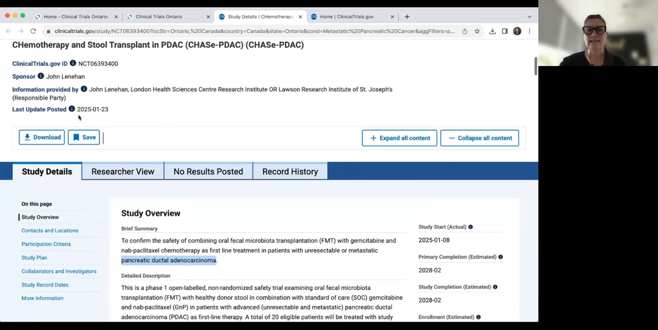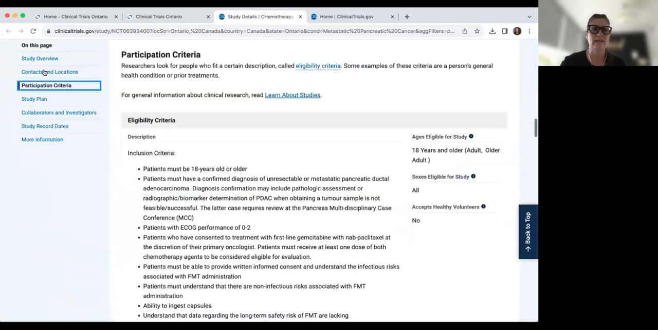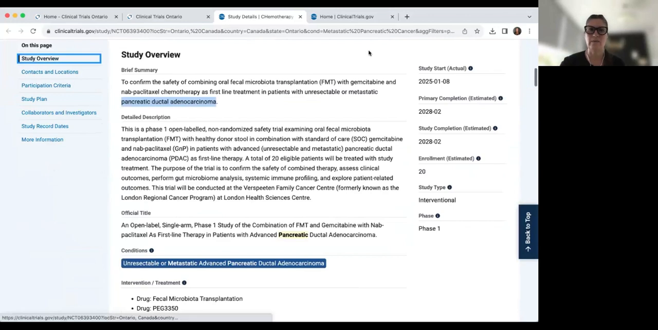It tells you when they last posted, and it's really up to the study team to keep the information about the study on this site up to date. This group last posted in January about the study. The first tab is study details, which is probably what you're most interested in. On this page, there are a number of different things that we'll look at. We'll just scroll down the page, but if you're interested, you can click on one of these and it takes you to that part of the page. So we'll go back to the study overview.